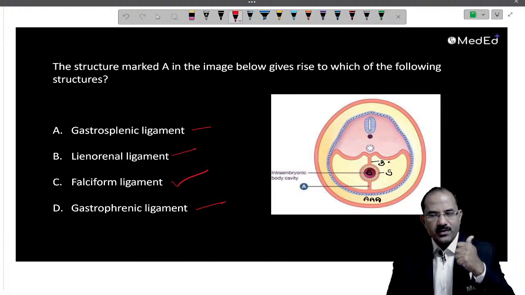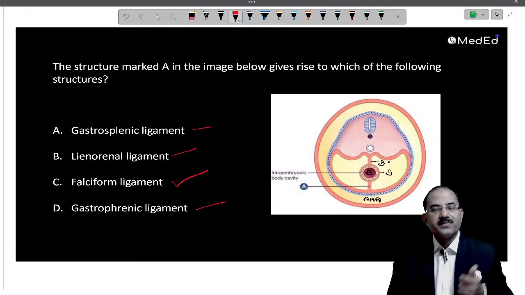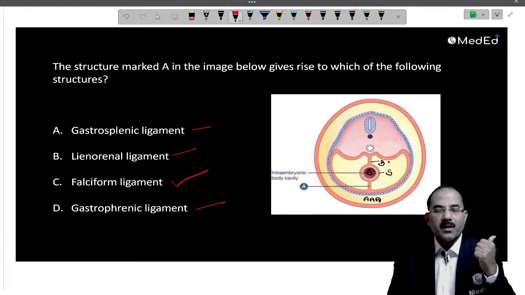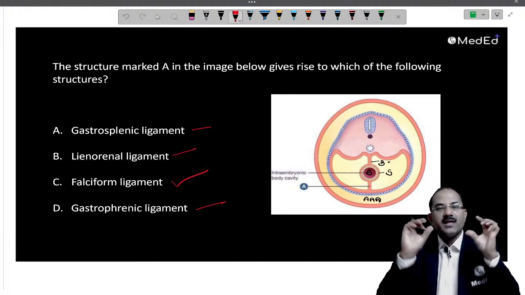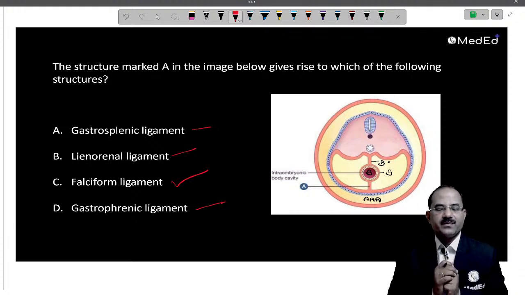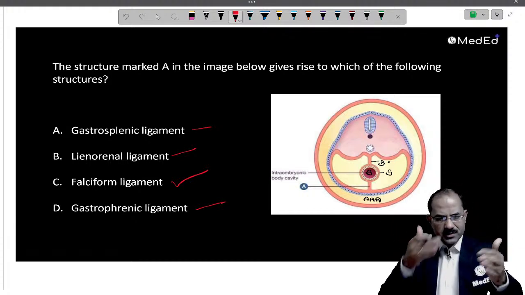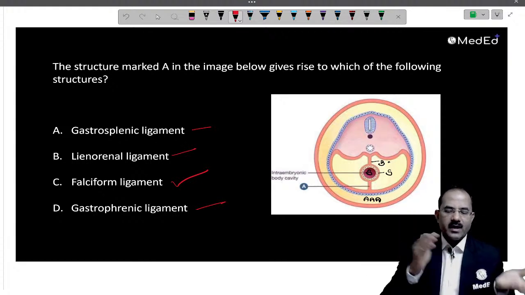So what are the derivatives of the ventral mesogastrium? Number 1, falciform ligament. Number 2 is the lesser omentum. Number 3 is the superior and inferior layers of the coronary ligament. Number 4 is the right and the left triangular ligament. The liver develops in the ventral mesogastrium, so all the ligaments of the liver are derived from the ventral mesogastrium.